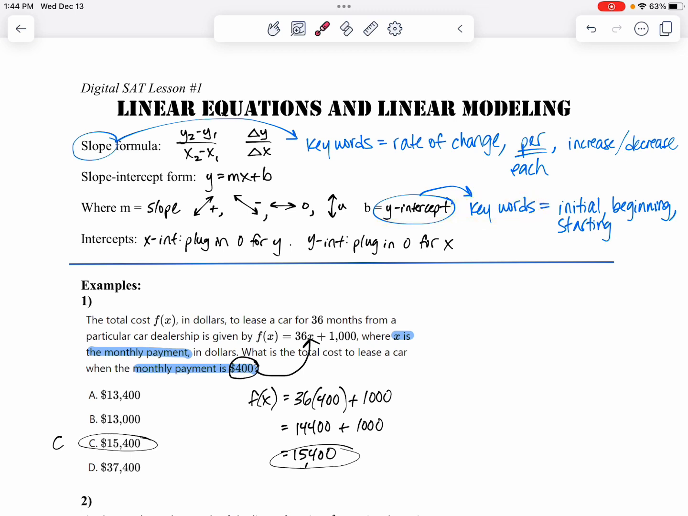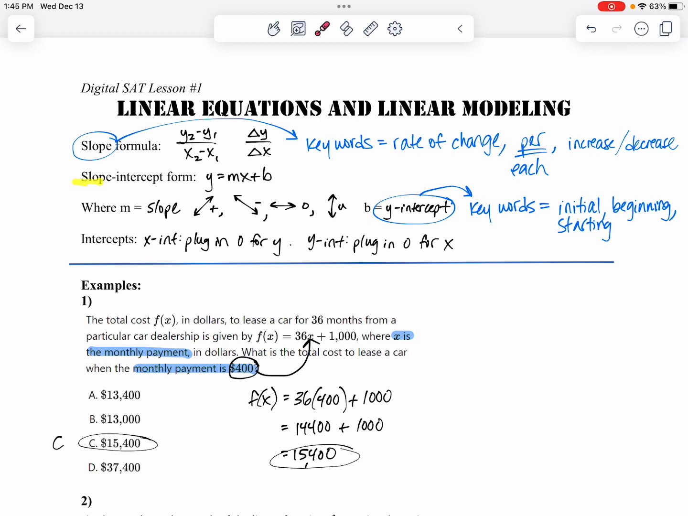So slope has to do with the rate of change. I'm sure you've heard that before. If you see the word per or each or any sort of an increase or decrease, those are all clues that we're talking about slope. And again, here's the slope formula. Make sure that you know the difference between x and y in an ordered pair. The x is the first number, the y is the second number.